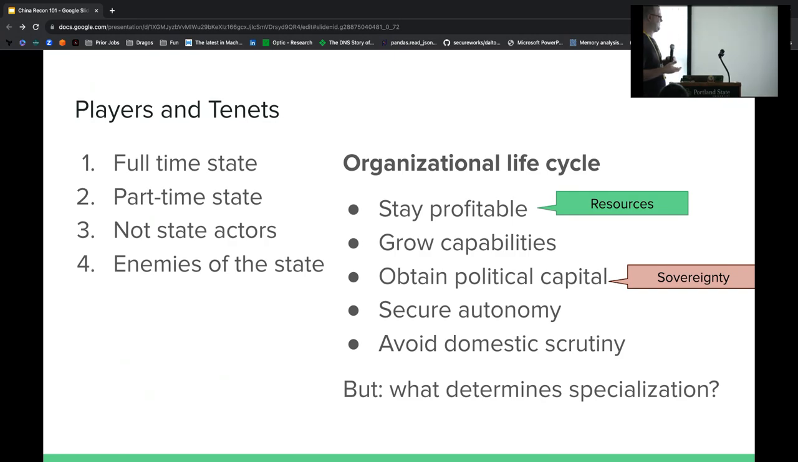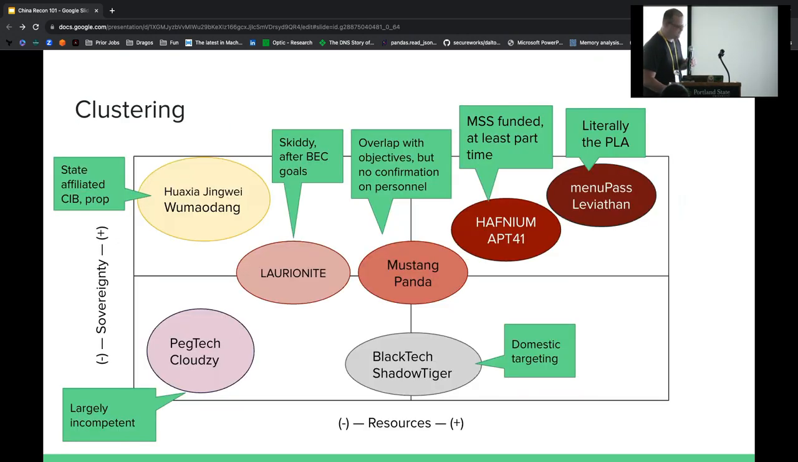When you are a threat actor who has a part-time relationship with the state, you have a nebulous relationship with the state, and crackdowns can be rife. So this is the rough clustering I've come up with at this point. Again, we have sovereignty as the y-axis and resources as the x-axis. You may notice that I've included some non-CNO-related players, non-computer network operations players, on this. If you look at the far left, you have the largely incompetent, which is to say not many resources, but also no requirements, very ad hoc requirements, for sovereignty.